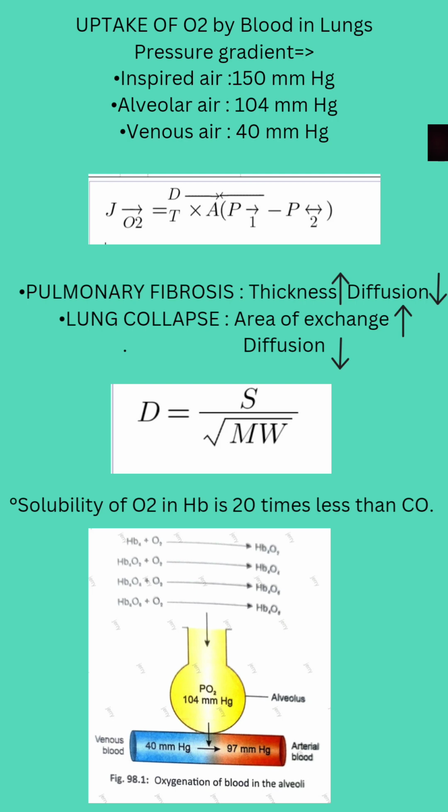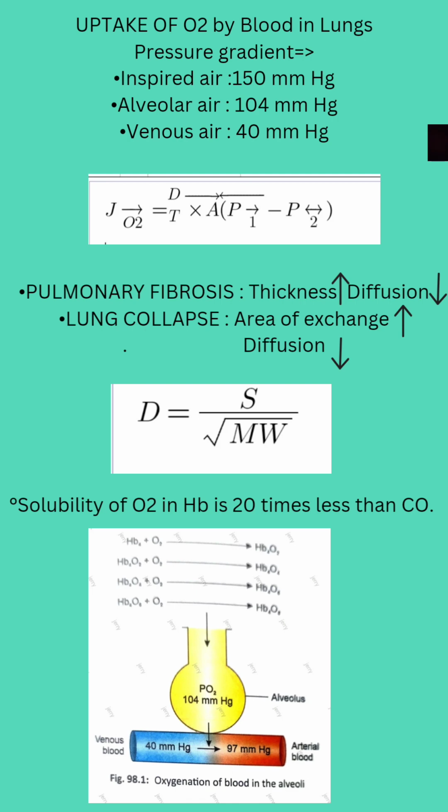Hence, by means of this pressure gradient, the oxygen uptake is possible. Now there are certain factors. For example, in pulmonary fibrosis, the thickness of the membrane is increased. If thickness, that is the factor T, is increased, diffusion will be decreased. Similarly, in the case of lung collapse, the area of exchange is less, and as the area of exchange decreases, the diffusion also decreases.